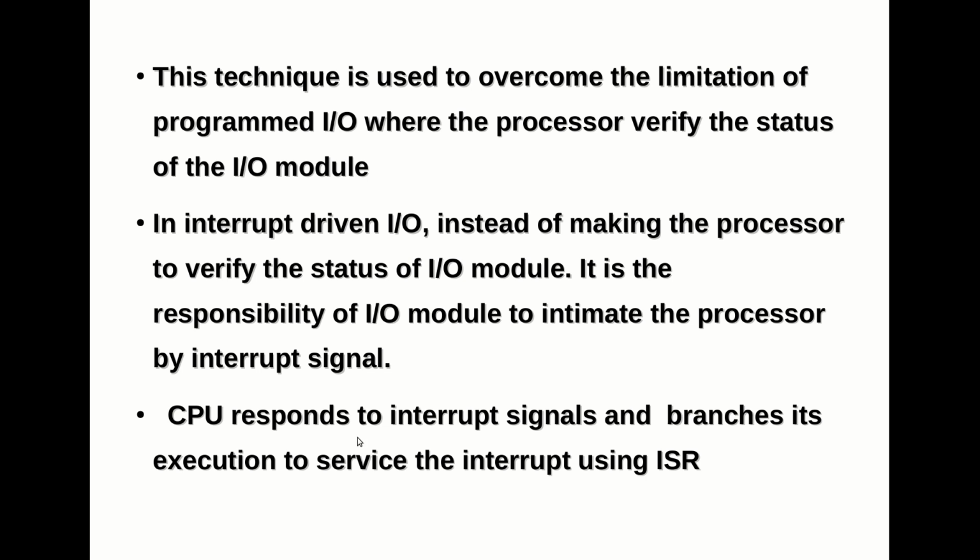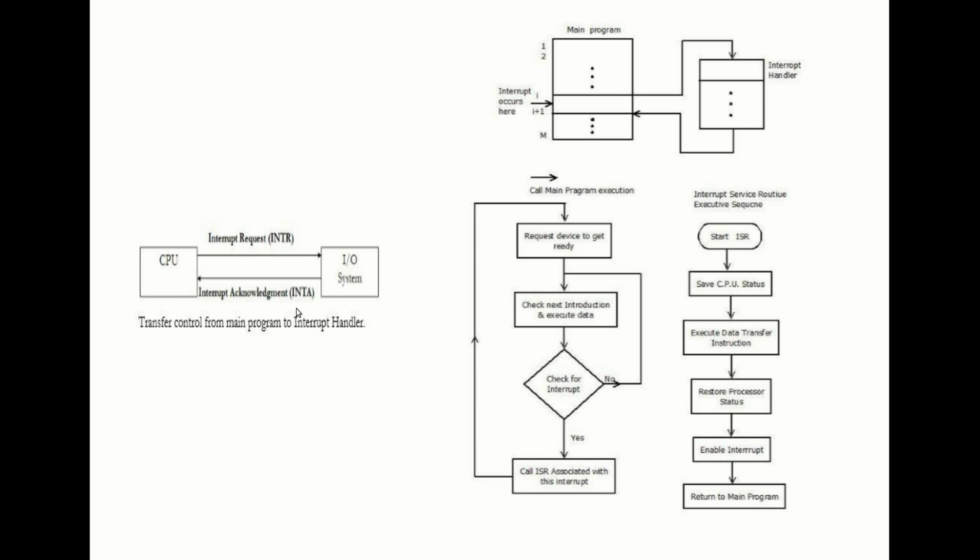And the CPU will respond to the interrupt signal and branch its execution to service the interrupt using the interrupt service routine. ISR is nothing but interrupt service routine. So this is how it happens. The CPU will be having the input-output system connected, and the interrupt request will be given, and the interrupt acknowledgement will be given by the CPU. The input-output system will be giving the interrupt request, and the CPU will be giving the interrupt acknowledgement.